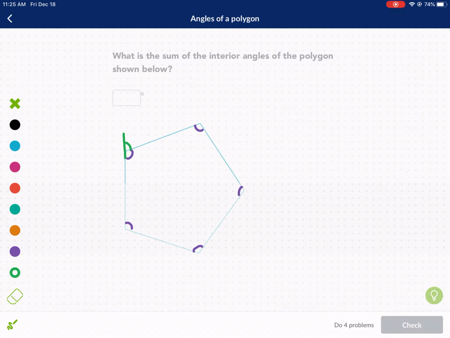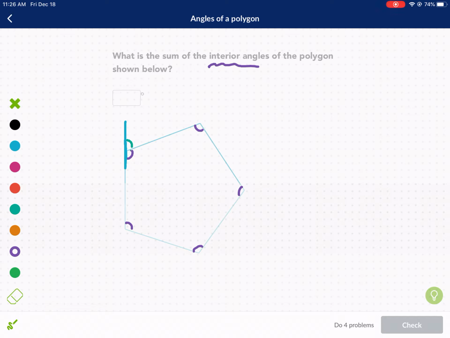So if you extend the side, I should probably pick a different color. If you extend the side of one of these sides, it creates two angles. One, the purple, that's the interior, and then one, the green, that's the exterior angle, okay? So we're talking about the interior angles, so we're talking about our purple angles here.